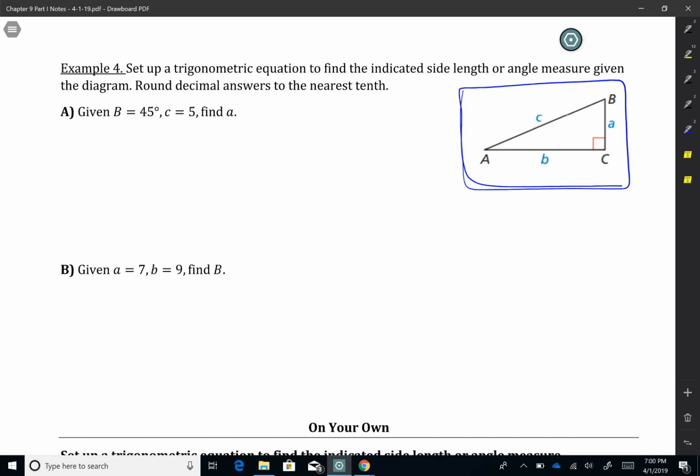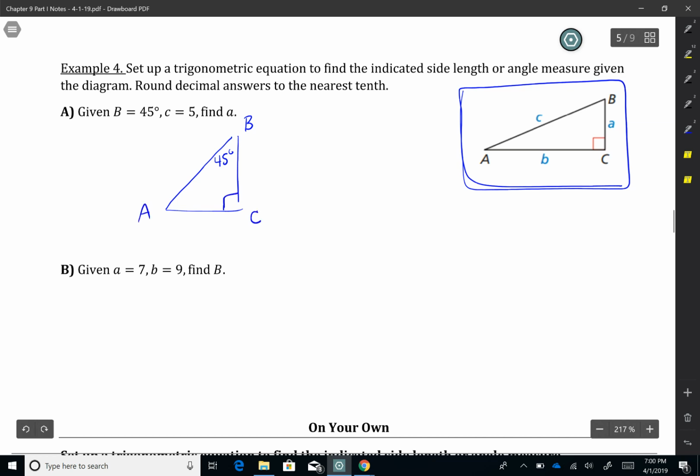So in letter A, it says, given that B equals 45 degrees, C equals 5, find A. Okay, well, you guys might know this off the top of your head. Let's say, okay, here's B. I'm going to put 45 degrees there. And here's my right angle. That's C. Here's A. So side C across from angle C is 5. And I want to find A.